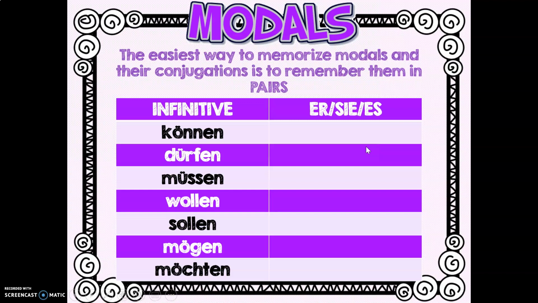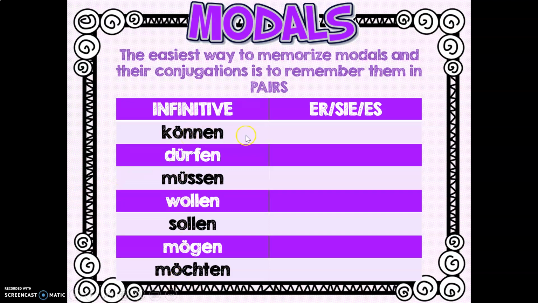The easiest way to memorize modals and their conjugations is to remember them in pairs. So just like we did with irregular verbs like essen, isst, sprechen, spricht, fahren, fährt, same thing applies with modals. Think of them in pairs and it will help you conjugate because they follow a pattern. So here are the modals.